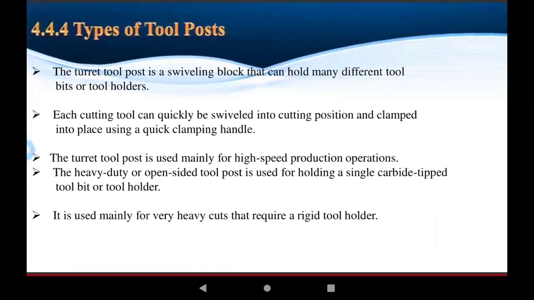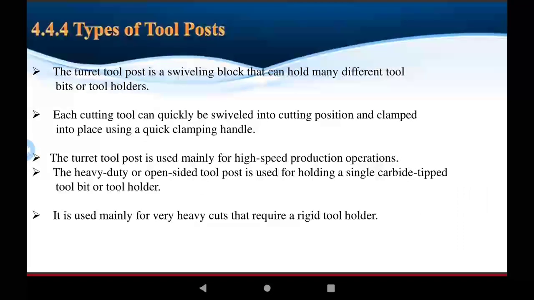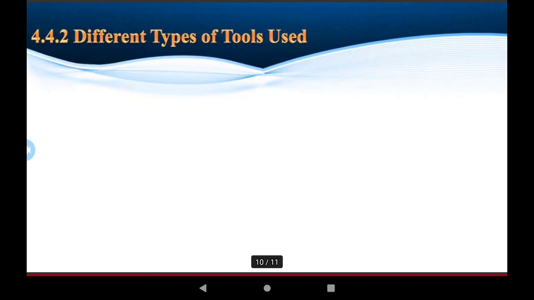The better turning tool post is used mainly for high speed production operations. This tool post is used for heavy duty operations and for holding single carbide taper tools. It is used mainly for very heavy cuts, where rigid tool holders are required. All these holders are very strong. And the different types of tools follow.